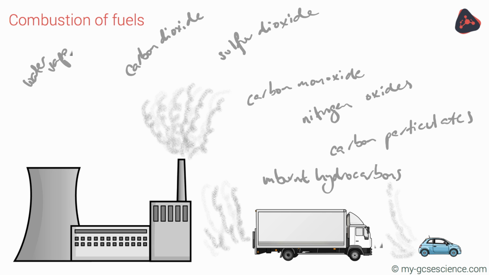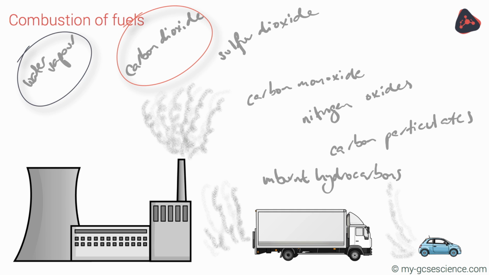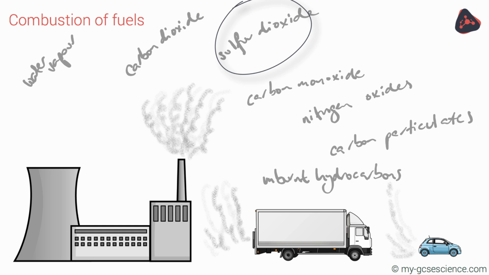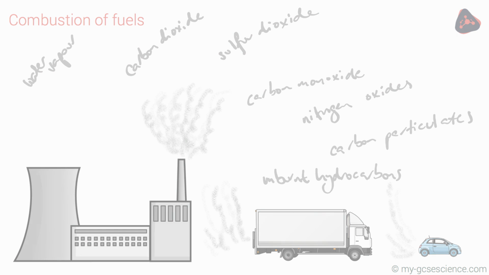and water vapour. Some of these pollutants, such as water vapour and carbon dioxide, are already present in the atmosphere, but we class them as pollutants when they're in such a high concentration that they can cause damage or harm. The other pollutants, such as sulfur dioxide, carbon monoxide, and nitrogen oxides, aren't normally present in the air, and therefore their presence causes a problem. We'll look at how each one is formed and what specific problems each pollutant is associated with.